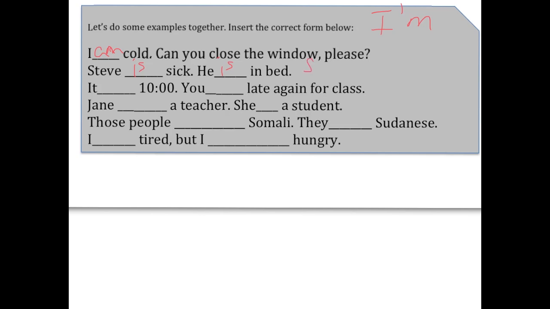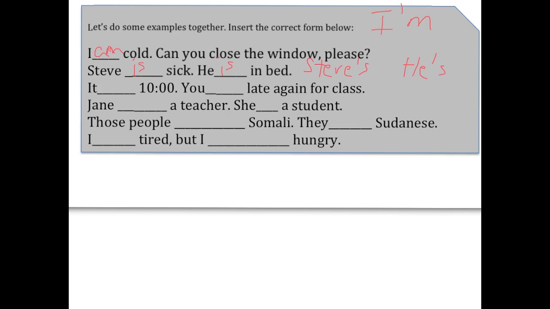You can do Steve's. If you remember how we wrote he's, you can do that with English too. With Steve. Steve's sick, and it's he's in bed. You need to write it like that. That's how the short form looks. And that's how you do it with a name. I didn't teach you that, but you can do it. Let's do the next part.